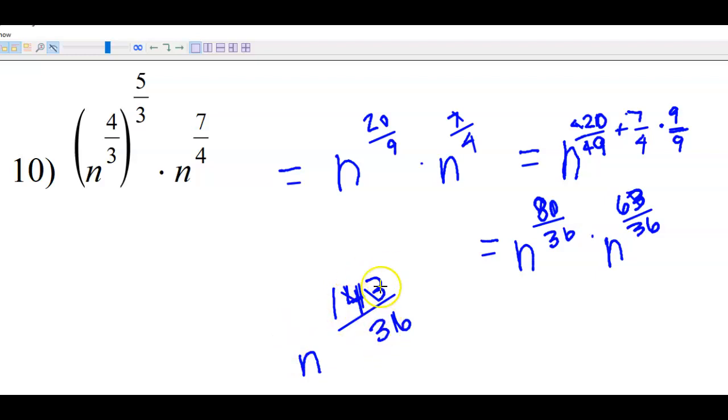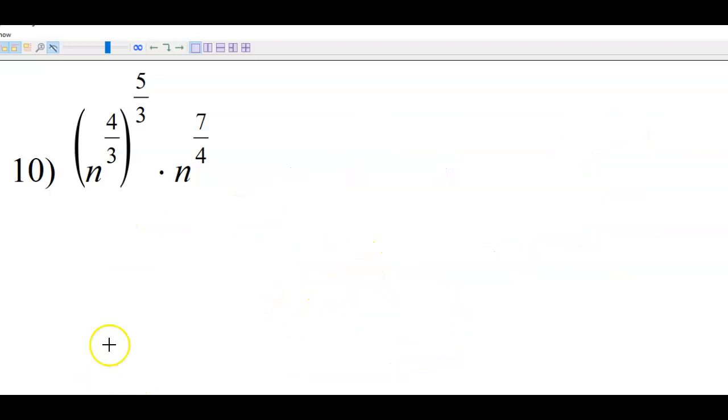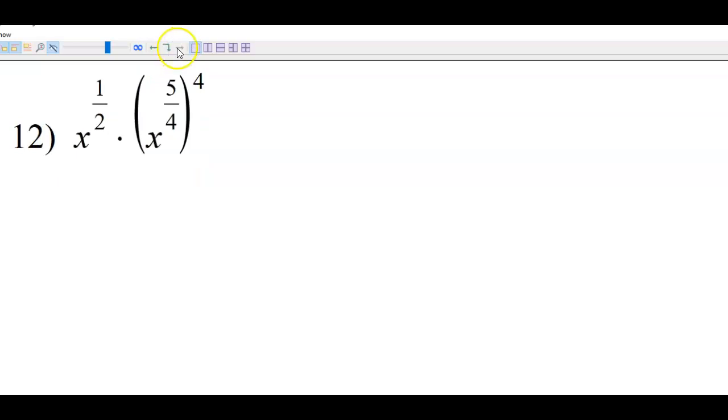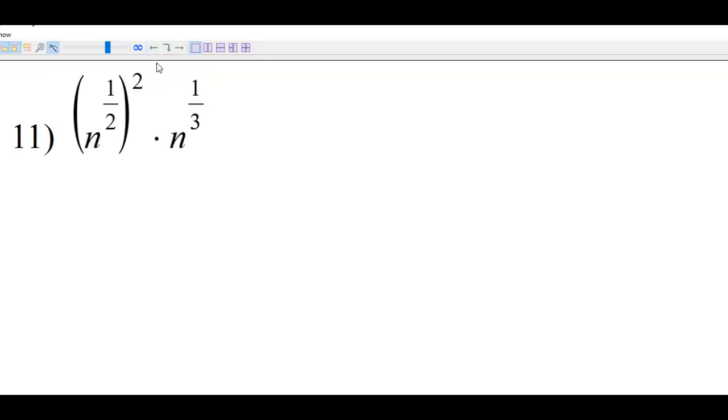Let's see, 3 is not going to go evenly into that. You could see if that would reduce at all. I'm not sure if it will or not, to be honest, but we're going to leave it like that. My marker's just not cooperating well enough. So let's just do one more, and this will be our last one.